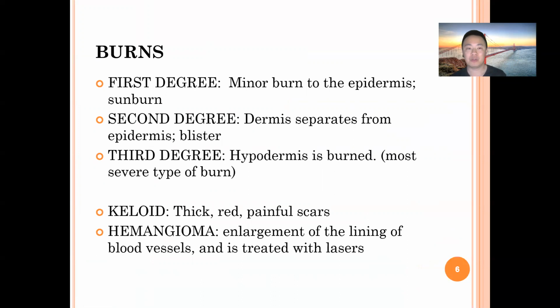Now, different burns. You have a first degree burn, which is a minor burn to the epidermis, like sunburn. There's a second degree burn, where the dermis separates from the epidermis, which forms a blister. Then you have third degree burns, where the hypodermis is burned, and is the most severe type of burn. You have keloid scars, which are thick, red, and painful scars, and a hemangioma, which is an enlargement of the lining of blood vessels and is treated with lasers.